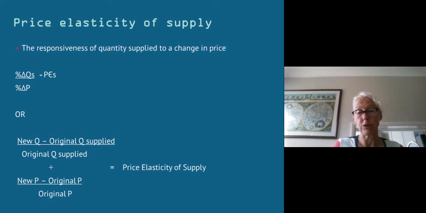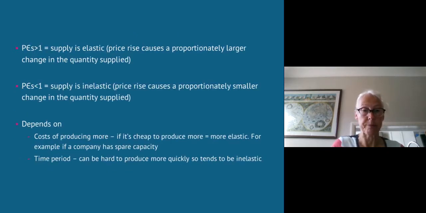minus the original quantity supplied divided by the original quantity supplied. That gives you the percentage change in quantity supplied. And then you've got the bottom there, the new price minus the original price divided by the original price. Okay, so you're probably never going to have to calculate it, but that's how it would work. So once we've done that calculation, we'll get a value which is either greater than 1 or less than 1.